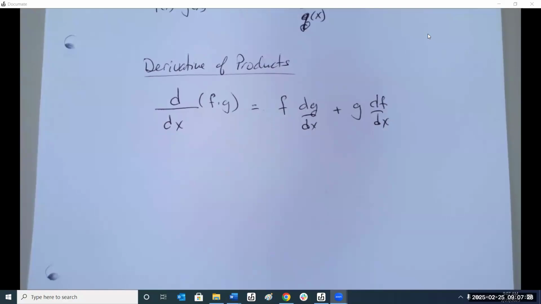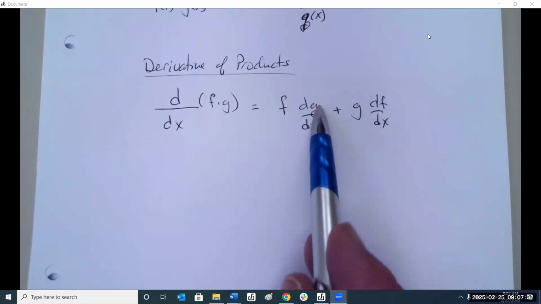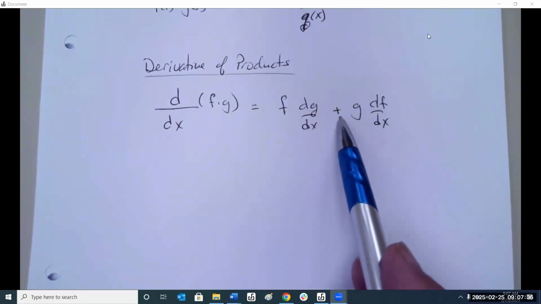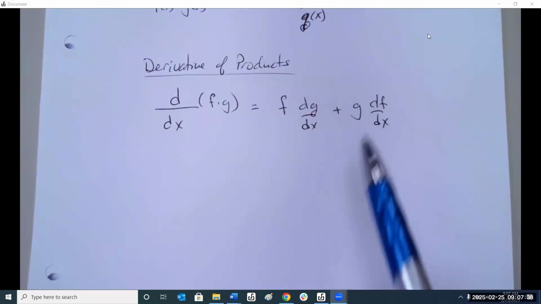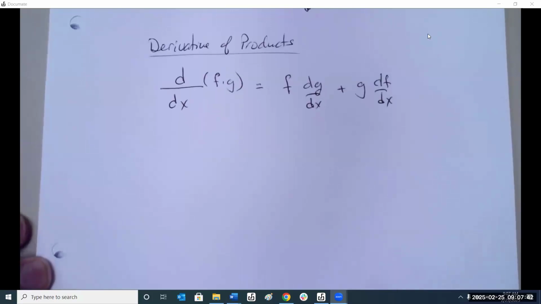What this thing says is if you have a product of two functions, leave the first function alone, take the derivative of the second one, then leave the second one alone, take the derivative of the first. Again, it's more complicated than it sounds. Let me find the example here.